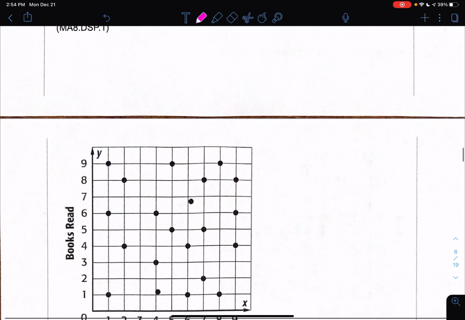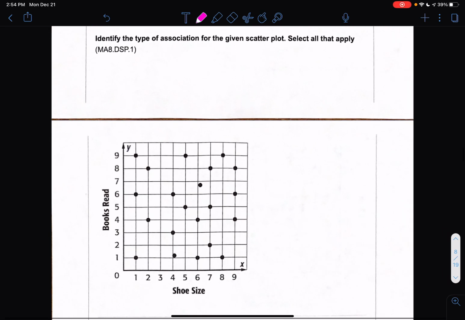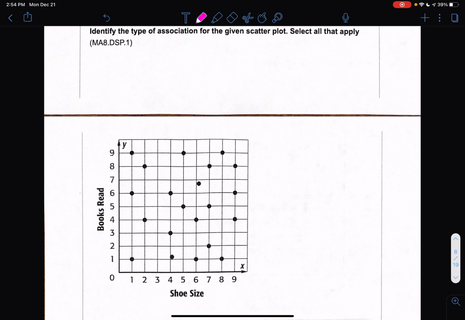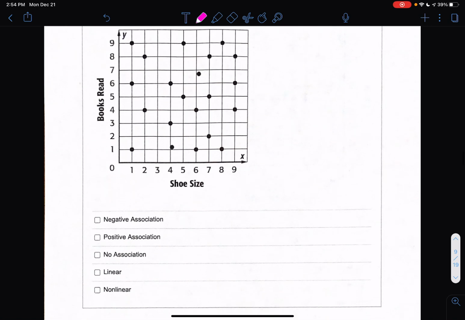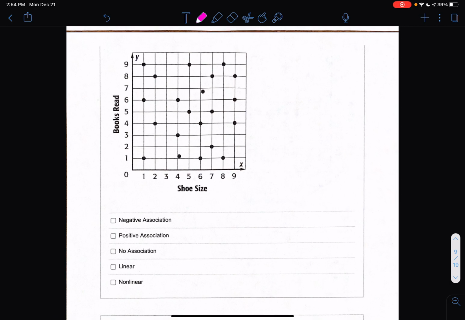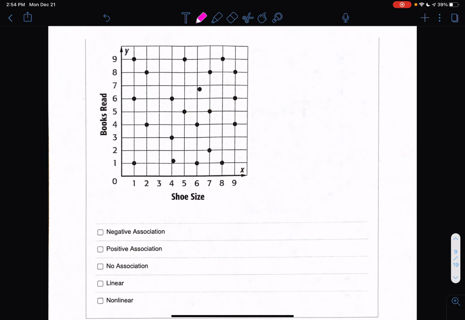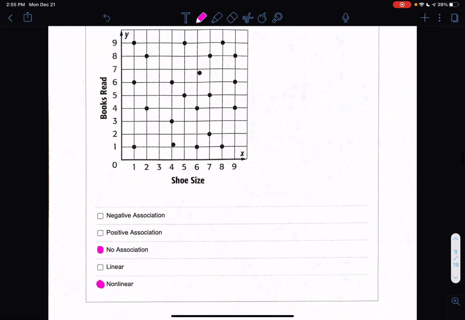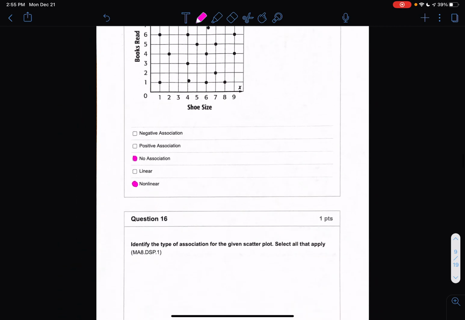Now looking at number 15, they're asking me to identify the association for the given scatter plot, select all that apply. If I look at the points, I have to ask myself, do I see it increasing or decreasing at any point? If I look at this specific one, I see no type of increase or decrease because my points are just all over the place. Since it's all over the place, I'm going to have a no association. And it's also going to be nonlinear because I cannot get a line on the graph with the points that I have here. So those are my two associations.